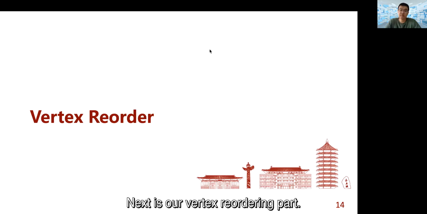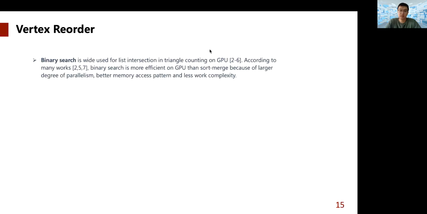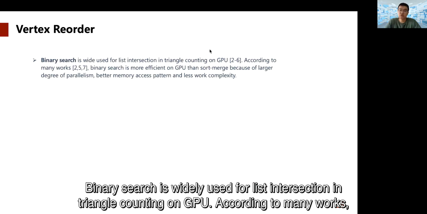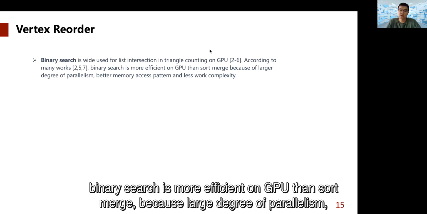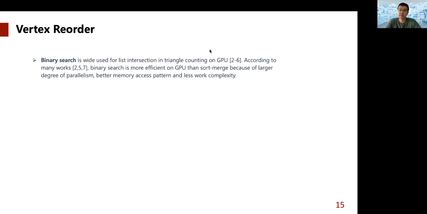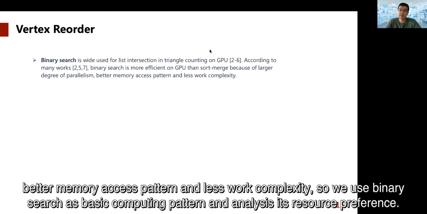Next is our vertex reordering part. Binary search is widely used for list intersection in triangle counting on GPU. According to many works, binary search is more efficient on GPU than sort merge because of larger degree of parallelism, better memory access pattern, and less work complexity. So we use binary search as basic computing pattern and analyze its resource preference.